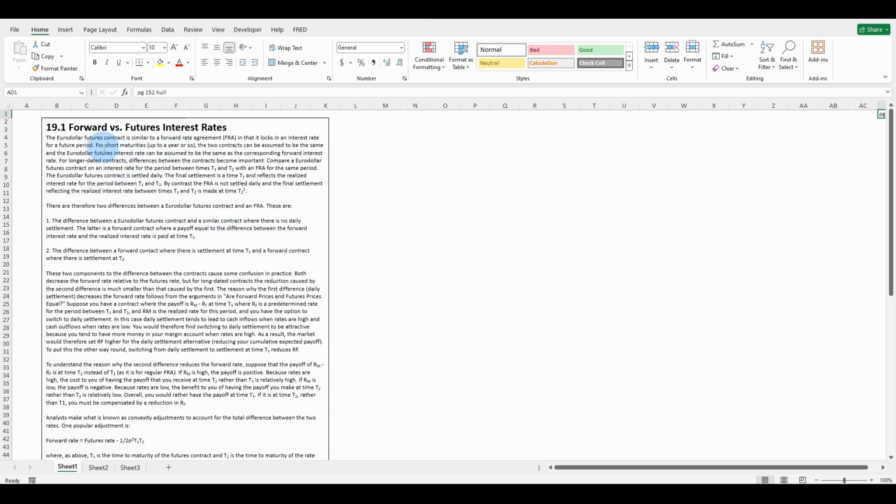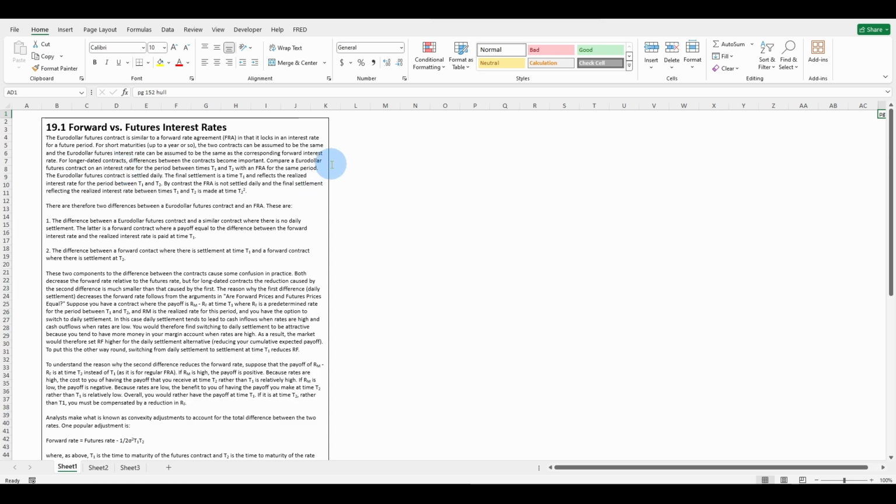The Eurodollar futures contract is similar to a forward rate agreement, and I probably mentioned that. I probably threw in futures in the conversation with forwards. In that, it locks in an interest rate for a future period. For short maturities, up to a year or so, the two contracts can be assumed to be the same, and the Eurodollar futures interest rate can be assumed to be the same as the corresponding forward interest rate. For longer dated contracts, differences between the contracts become important.